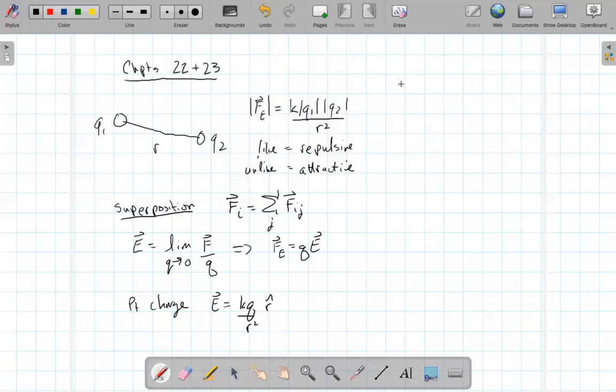Otherwise, if I have a whole bunch of different electric charges and I'm looking for a particular electric field at a given point in space, in this case, again, we would use our superposition principle, which says that the electric field at a given point is simply equal to the sum over all of the particles which are contributing to the electric field at that given point. And so again, this is our superposition principle.